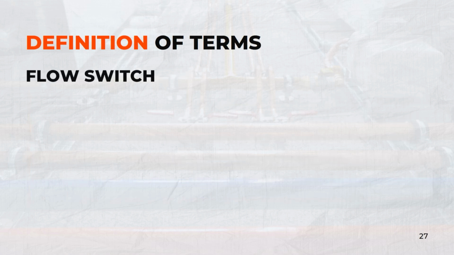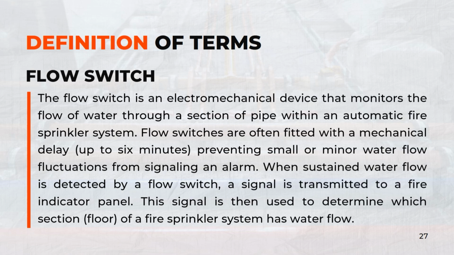Flow switch. The flow switch is an electromechanical device that monitors the flow of water through a section of pipe within an automatic fire sprinkler system. Flow switches are often fitted with a mechanical delay, up to 6 minutes, preventing small or minor water flow fluctuations from signaling an alarm. When sustained water flow is detected by a flow switch, a signal is transmitted to a fire indicator panel. This signal is then used to determine which section or floor of a fire sprinkler system has water flow.